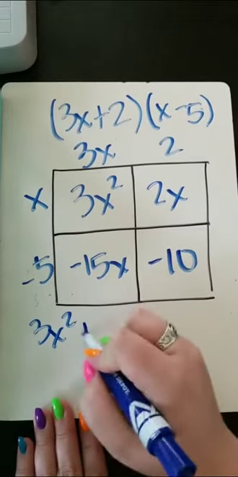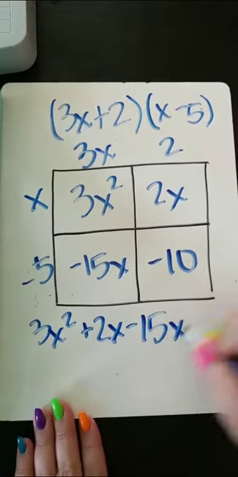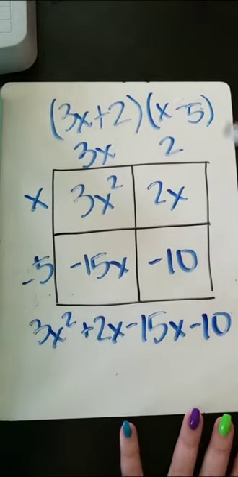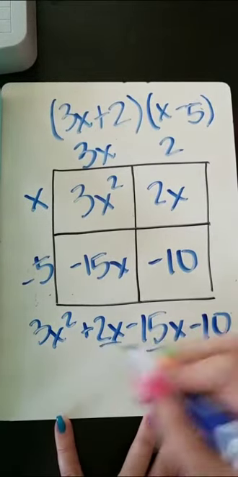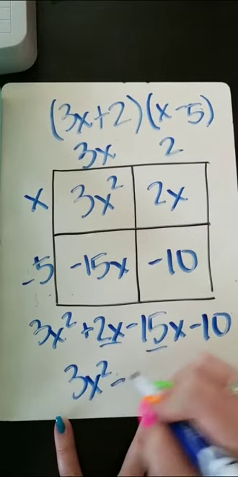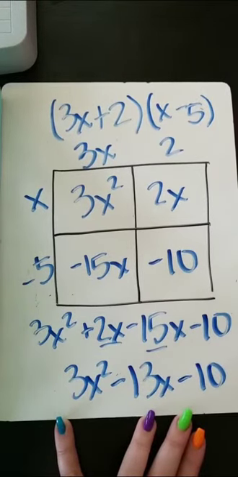So we are using the area model to multiply binomials. We first use the area model to do double-digit multiplication, and now I'm multiplying binomials. I combine my like terms. My final answer is 3x squared minus 13x minus 10.